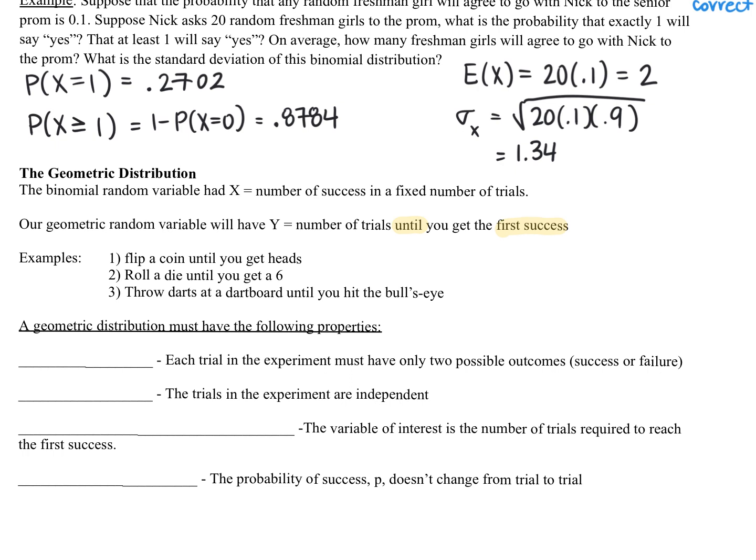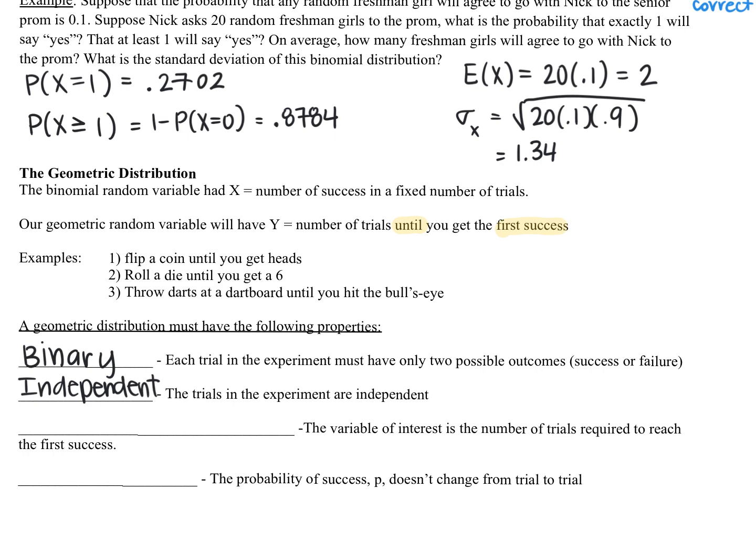So a geometric distribution does have some conditions just like a binomial. Some of them are the same. So the first one is that it does have to be binary. So just like with a binomial random variable, each trial has to have only 2 possible outcomes, success or failure. It does need to have independence. So the trials have to be independent of each other.